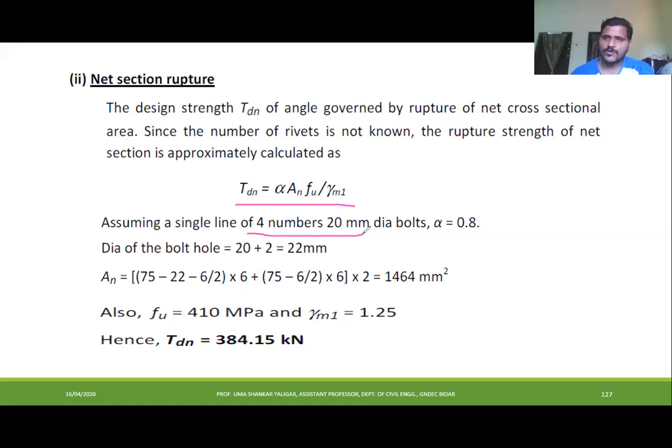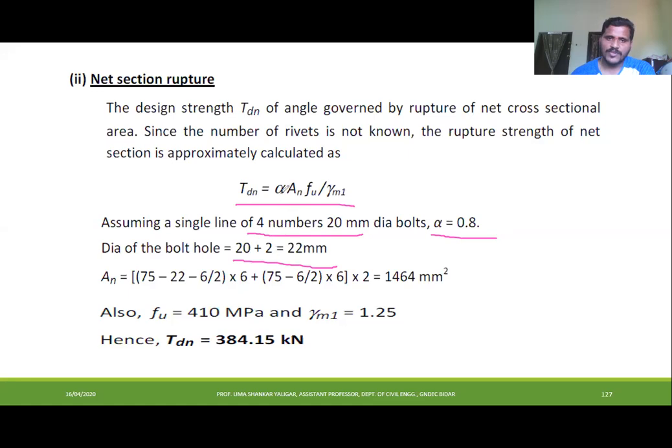Four numbers of 20 mm diameter bolts. In your steel code book, the alpha is given for different numbers of bolts. If four bolts are there, then alpha is equal to 0.8. You can assume 5, 6 or whatever you want, but here I assumed 4 bolts, so alpha is equal to 0.8, and the diameter of the bolt hole is equal to 20 plus 2, 22 mm.